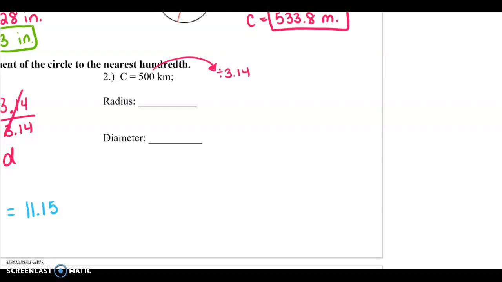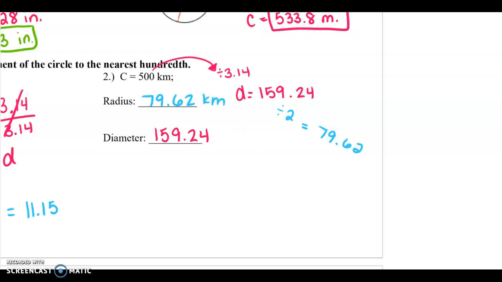So you take 500, you divide by 3.14. That ends up giving me the diameter. So when you divide the circumference by 3.14, you get 159.24. Okay, so that's my diameter. And then you take 159.24 and you divide by 2. And that's going to give me my radius, 79.62. And these are both km for their labeling.